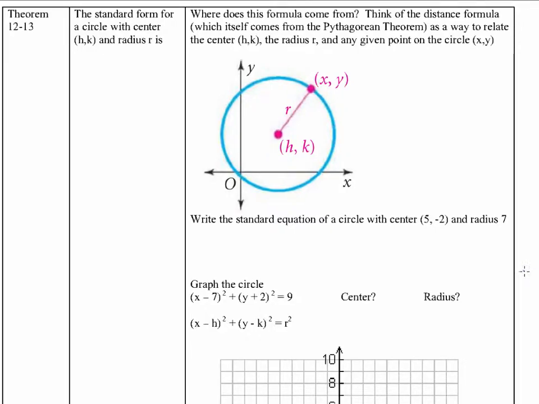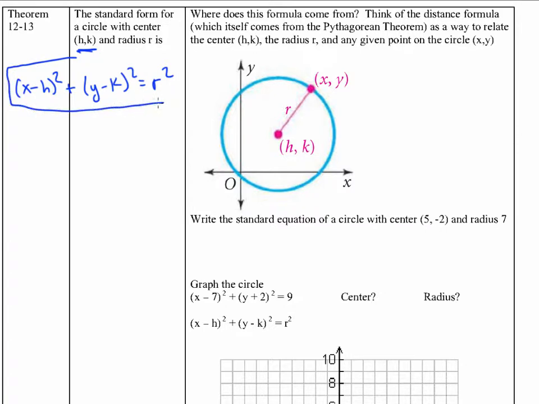Okay, last one for this long chapter. How do we write the standard form for a circle with center h comma k and radius r? Where does the formula come from? Let me just give you the formula first. So the formula, sorry, there's no space here, is going to be x minus h squared plus y minus k squared equals r squared.